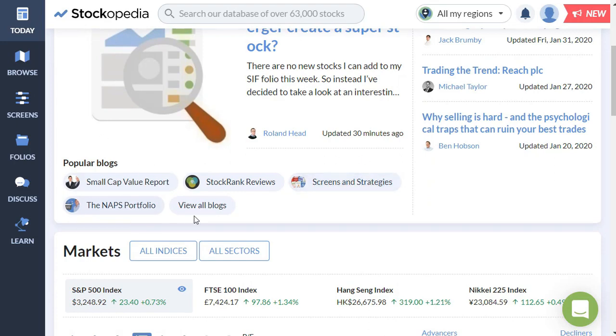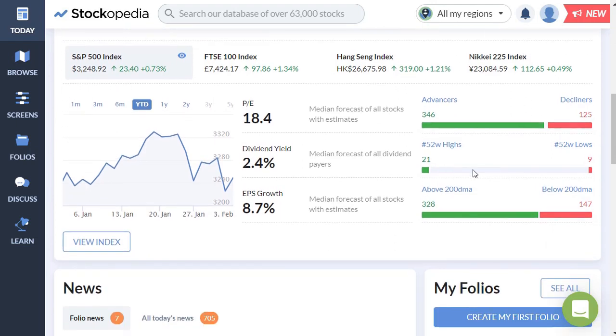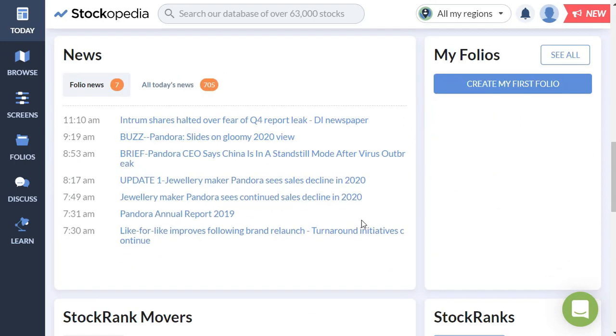There are the popular blocks. I'll get back to them later. Here we can see the overall market, how it is doing. And if you have been following the market, even though there is coronavirus and all that stuff, there is a lot of advances. We can see a lot of stocks above the 200 moving average, so that seems okay.